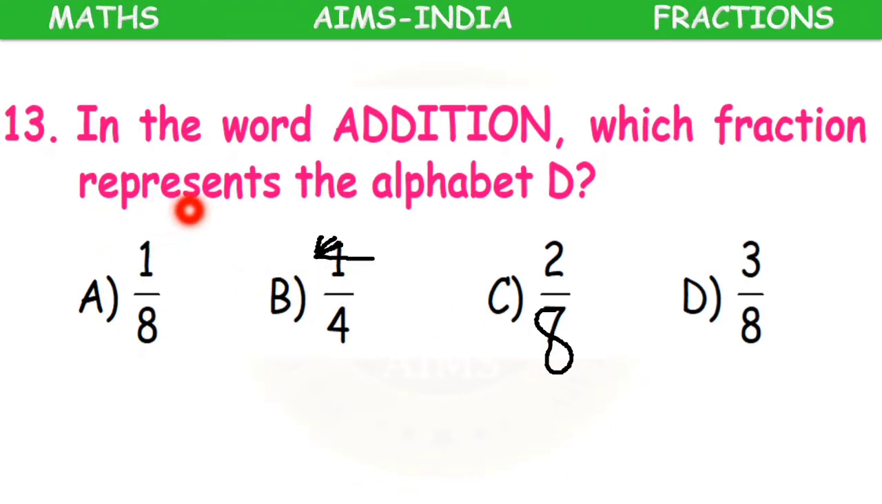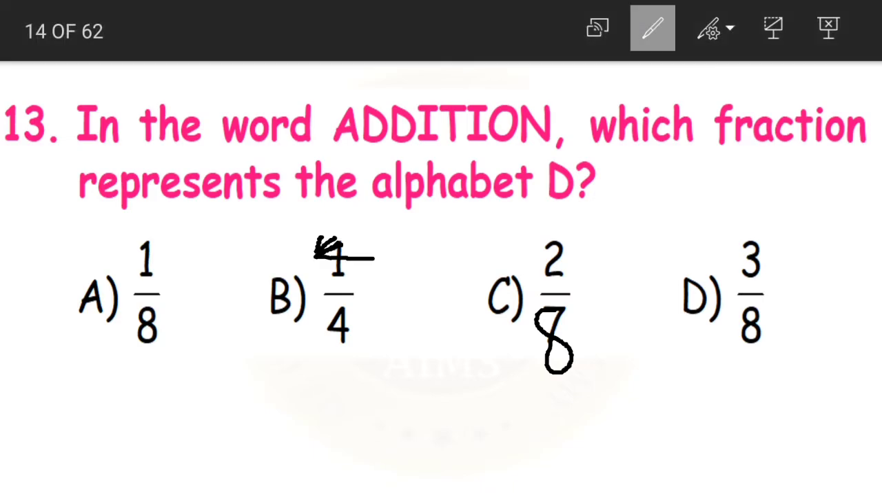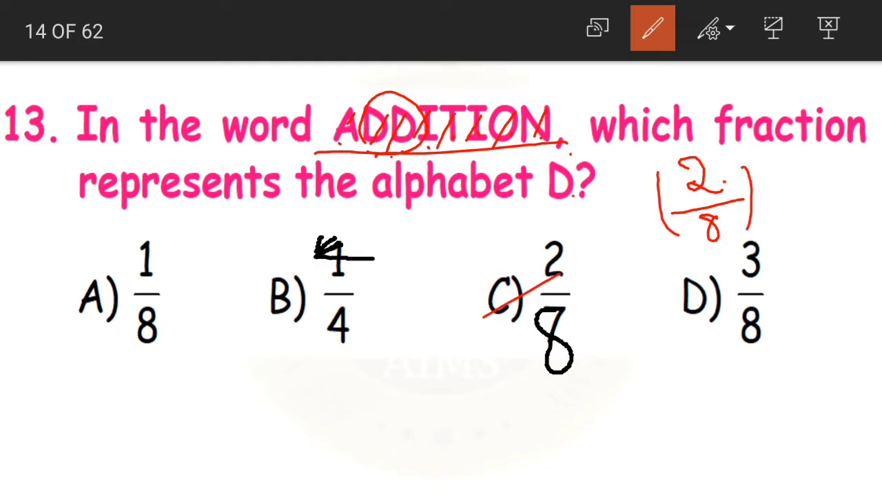Next, question number 13. In the word addition, which fraction represents the alphabet D? Now what are they saying in the word addition? Which fraction represents the alphabet D? There are 2 D's. So the numerator will be 2. And how many letters do we have, children? 1, 2, 3, 4, 5, 6, 7, 8 and 1, 2, 3, 4, 5, 6, 7, 8. We are having 8 letters out of 8 alphabets, out of which only 2 are D. So the fraction would be 2 by 8. So option C, 2 by 8 becomes our correct answer.